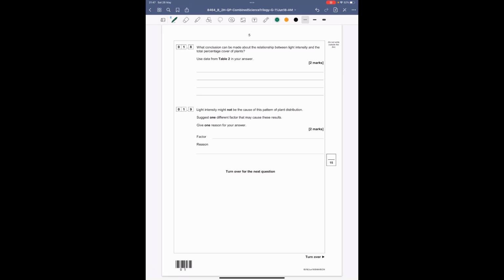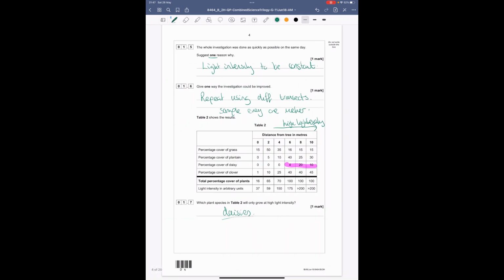Question 1.8. What conclusion can be made about the relationship between light intensity and the total percentage cover of plants? Use data from table 2 in your answer. So if we look back at the table, you can see that generally, as light intensity goes up, you're getting more and more plants. In terms of the total cover, it goes up and up till about 4 metres, and then it hits 100%, and then it stays at 100%. So this is a 2-mark describe question, and it's specifically looking at this row here.